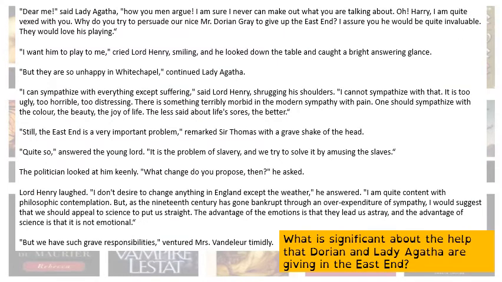Here's a section of the text. You'll find this about midway through chapter 2, maybe about 3/4 of the way through. It's during the discussion of the poor in London, when Lord Henry has gone to Lady Agatha's house. Dorian is there, and they're discussing what to do about the poor areas of London. I just want you to find this section, and I want you to have a reread of it. And then there's one key question for you down the bottom. So what is significant about the help that Dorian and Lady Agatha are giving in the East End? So see if you can pick out any interesting parts of this particular section of the text.